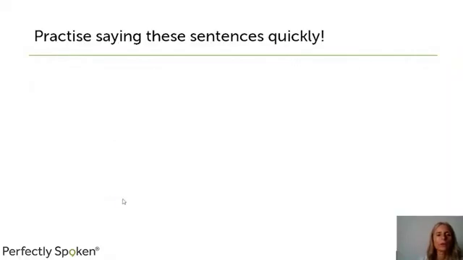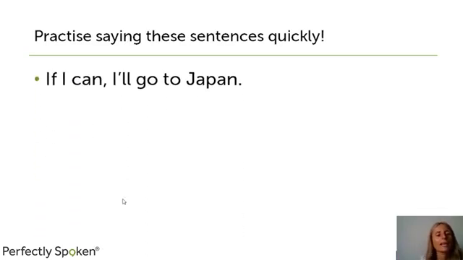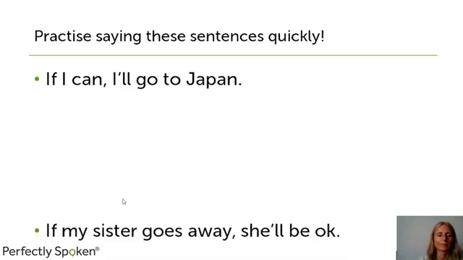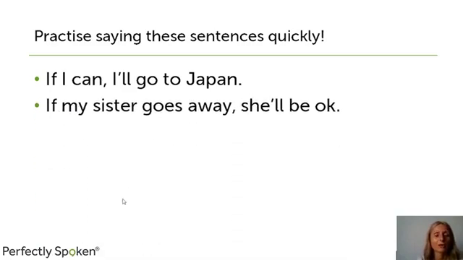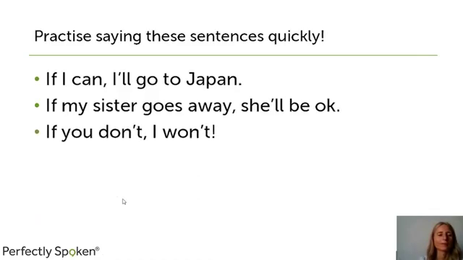Okay, so I want you to practice saying these sentences really quickly. I'll say it once or twice as a model, then pause the recording and repeat, repeat, repeat. Okay, number 1, if I can, I'll go to Japan. Number 2, if my sister goes away, she'll be okay. Number 3, if you don't, I won't.